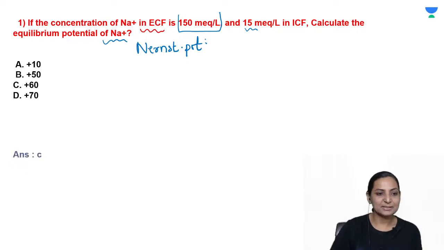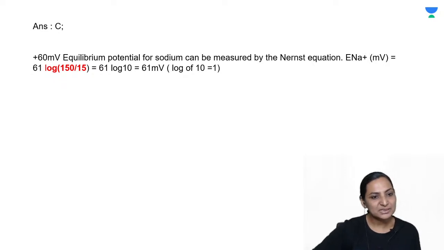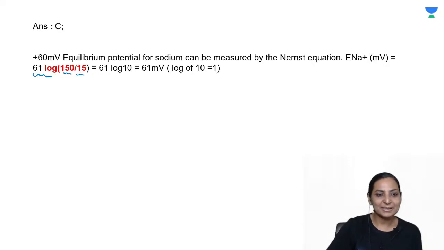So the correct answer is definitely plus 60. So how do I get this? You must know that Nernst potential is calculated as 61 log concentration of ion outside by inside. I have taken this as ECF by ICF. So it is 150 by 15, and you know that 150 by 15 when divided will be 10. We know that the log of 10 is 1. So 1 when multiplied by 61, you will get the answer 61 millivolts.